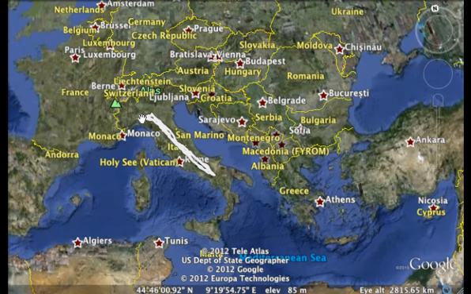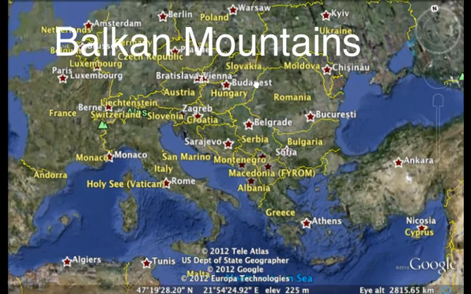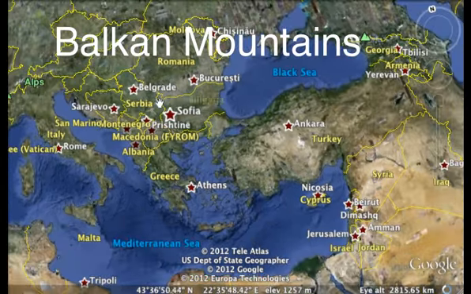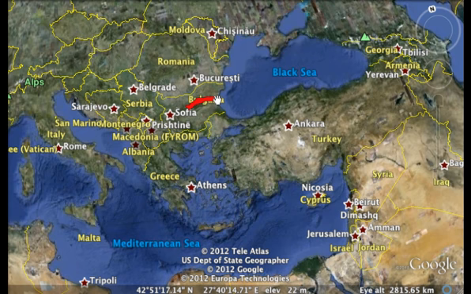The third and the last mountain range that we're going to talk about is the Balkan Mountains. The Balkan Mountains are located in Bulgaria. So let's go over a little bit, and the Balkan Mountains would be located roughly right in this area. That's where you're going to find the Balkan Mountains. So that's a smaller range than the Alps, but it's another important one when looking at the physical geography of Europe.